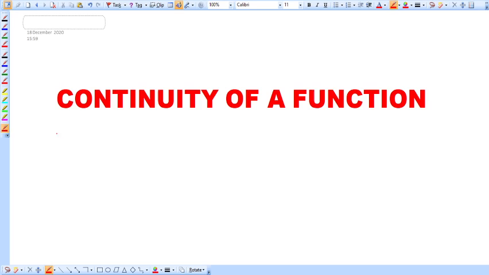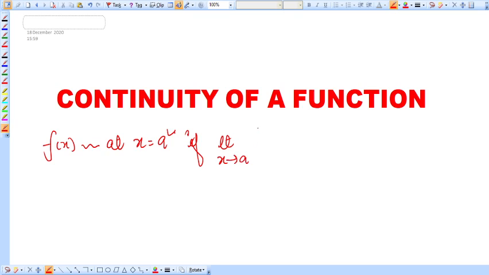We say a function f(x) is continuous at some point x = a if the limit of that function at a is equal to the value of the function. If the limit of the function at that point is equal to the value of the function.